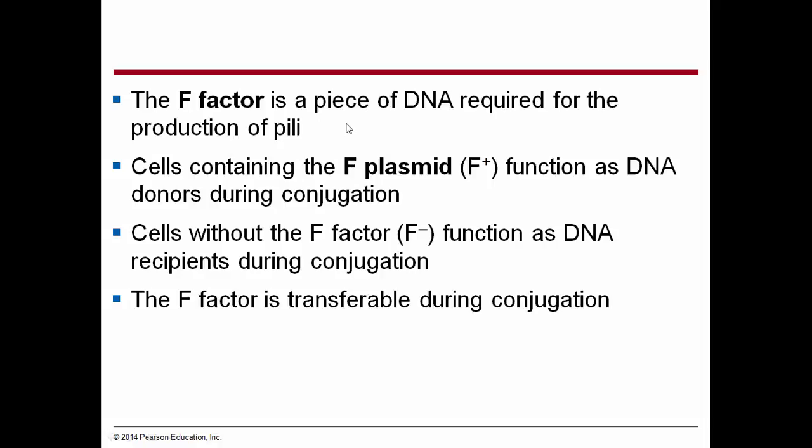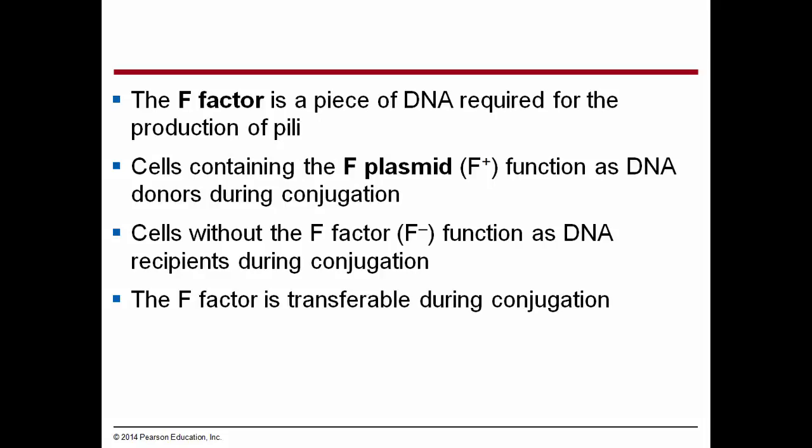The F factor is a piece of DNA that is required for the production of the pili. The F factor stands for the fertility factor. It's the factor that enables the DNA to produce the sex pili. When it connects the sex pilus onto the other bacteria, it generally transfers that F factor into that new bacteria. So then that bacteria and all of its offspring can disperse its genetic code in this same way.